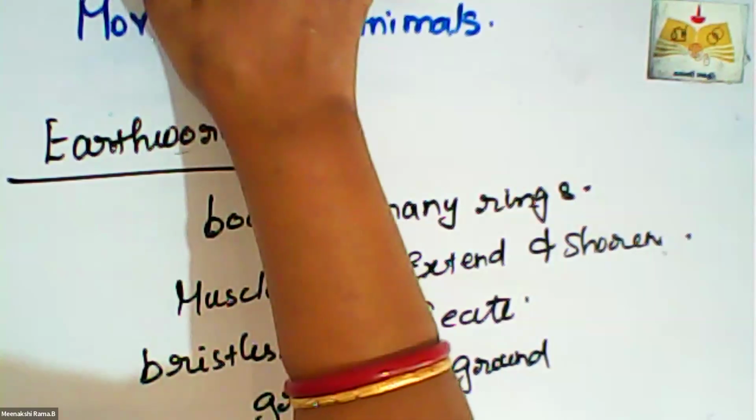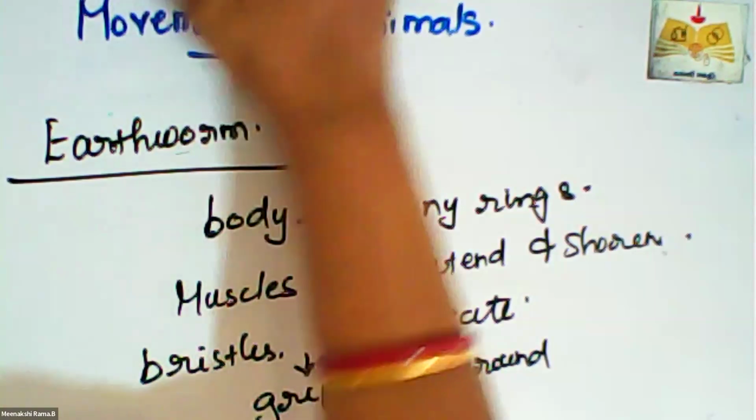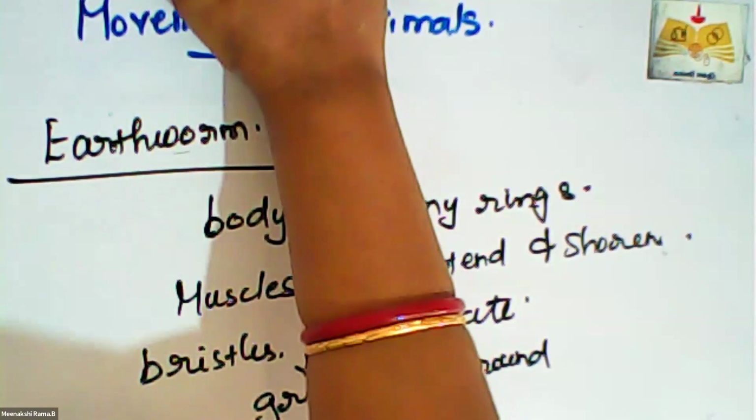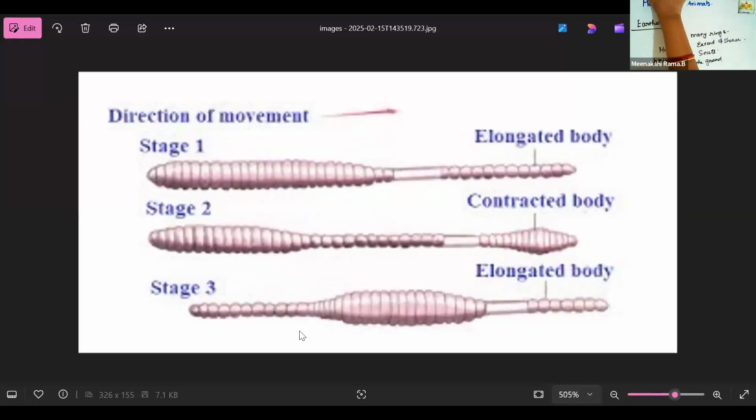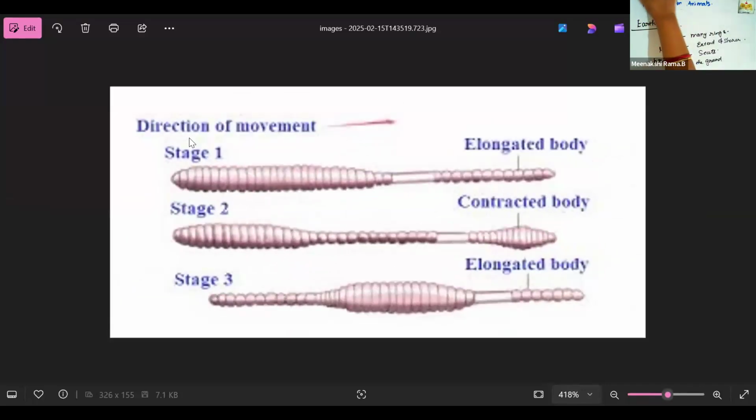I'm going to share the picture of that movement. Yes, this is the movement of the earthworm, first stage 1. So this is the direction of the movement. First, the earthworm extends the front of the body.